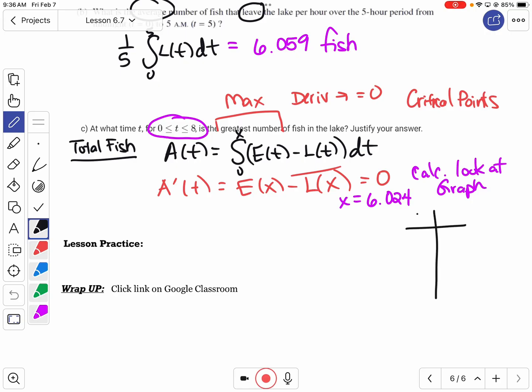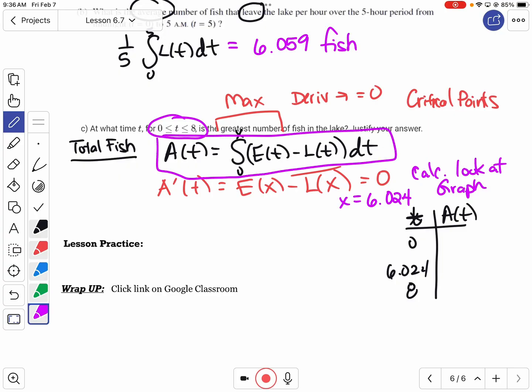So we're talking about x, or let's say t, because it's A of t. So we know 6.024 has to be there. The other values that need to be included are endpoints. Do I have a closed interval? Yep, I've got 0 to 8. That means I'm plugging it into this integral function. What's going to be the integral from 0 to 0? It'd just be 0.